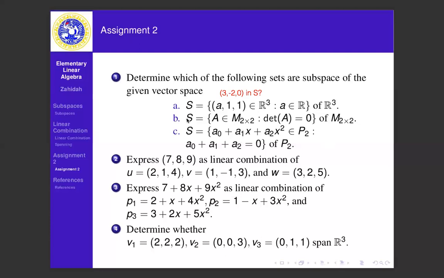For B, our set is 2 by 2 matrices. For the subset S, our vector space is 2 by 2 matrices, and our S here is 2 by 2 matrices, but only those where the determinant of the matrix is 0. For C, our vector space is polynomials of degree 2. Our set S here is polynomials of degree 2, where the sum of the coefficients is 0.